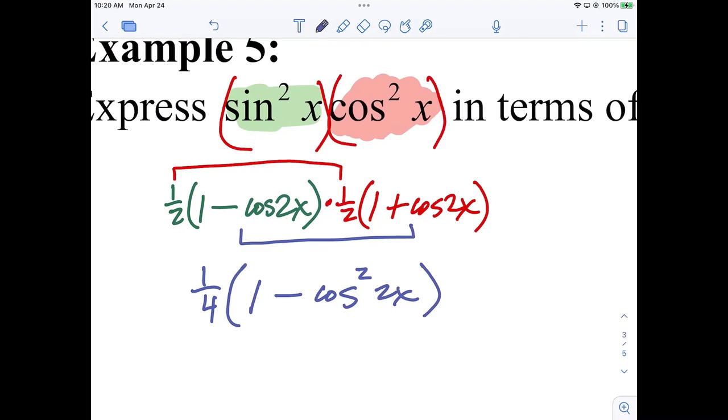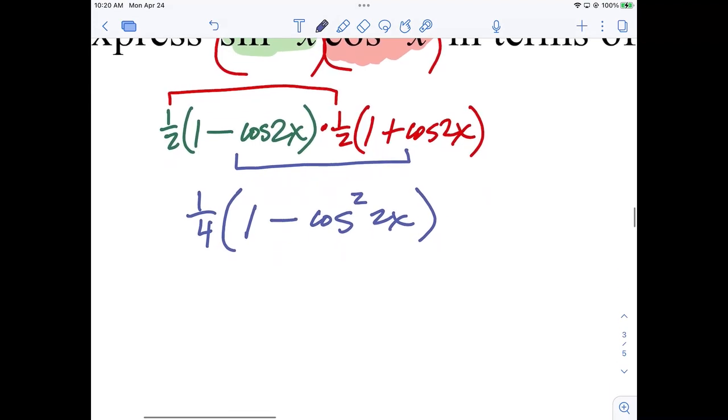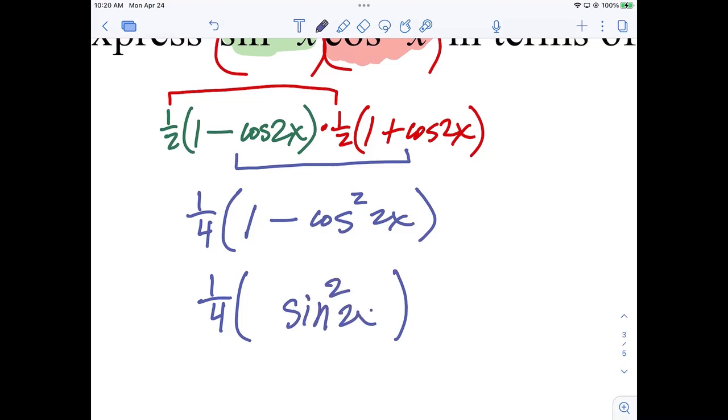Because the inner and outers cancel, right? Minus cosine 2x plus cosine 2x cancel, boom. And then you're just left with the last one. All right, so, hey, what is 1 minus cosine squared equal to? Sine squared. Now it's just sine squared of 2x. Papa Pitt again, right? He's all over the place.